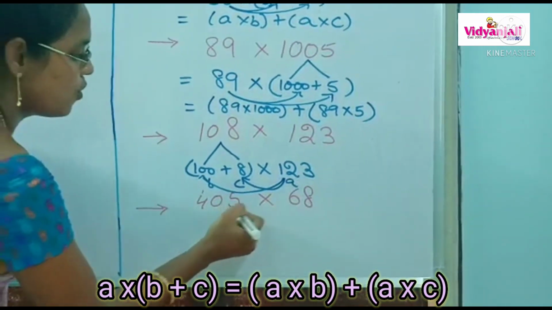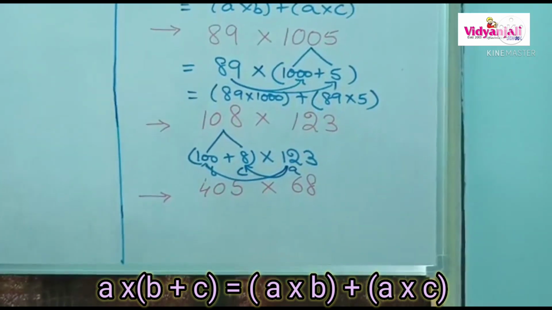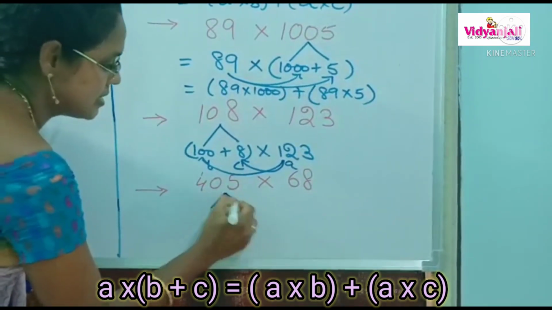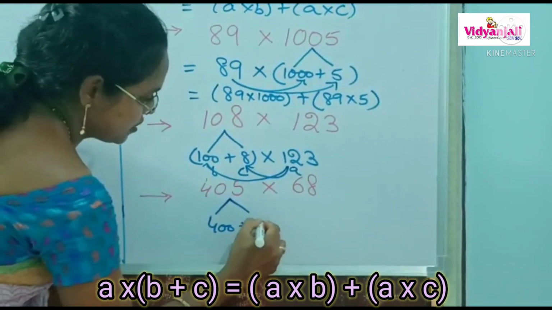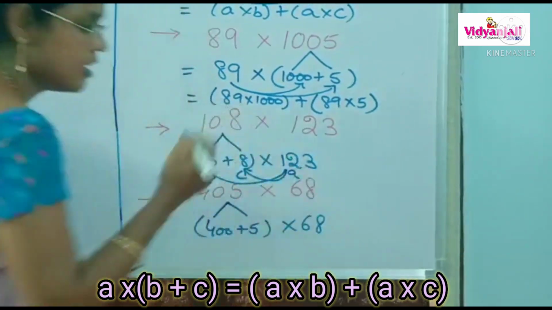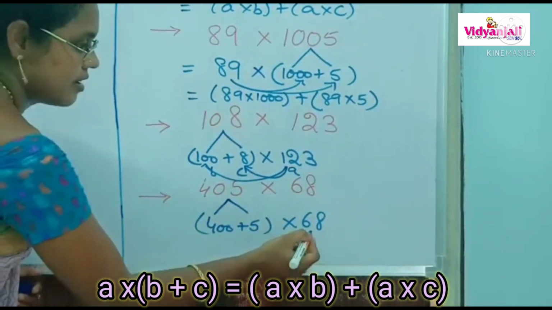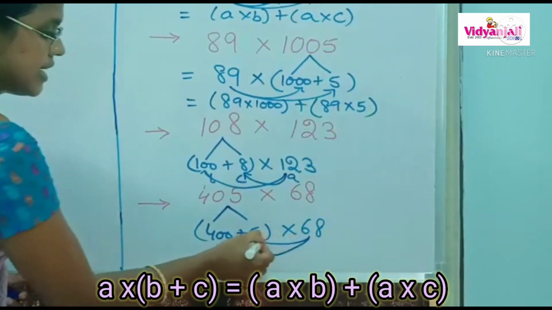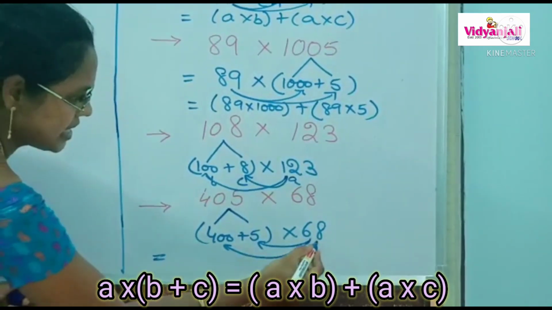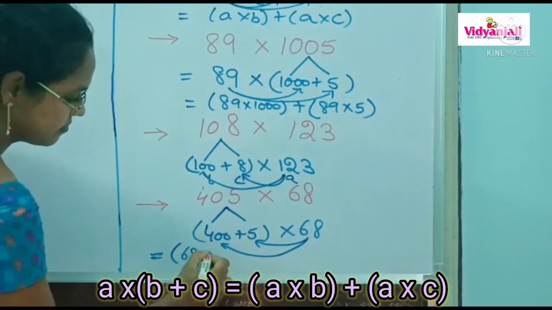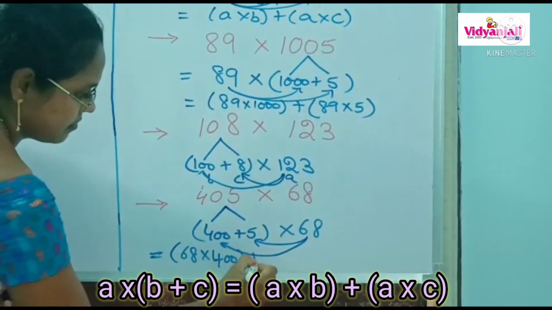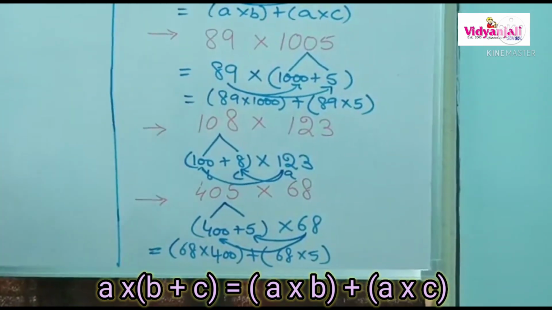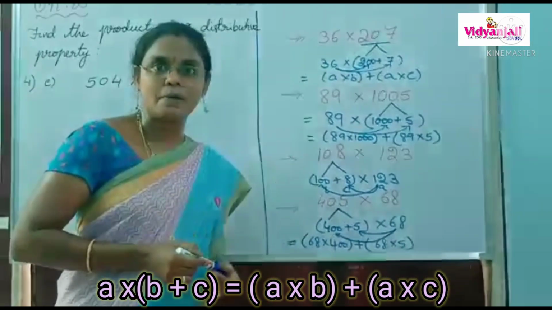Now, the last example. Here we have 405 into 68. Tell me, children, which number is easy to split? Yes, 405 we can split as 400 plus 5, into 68. Now, how can we apply the property? The number which is outside. Yes, 68 into 400 plus 68 into 5. This last one I am writing: 68 into 400 plus 68 into 5. So, I hope you understood how to split the numbers to apply distributivity.